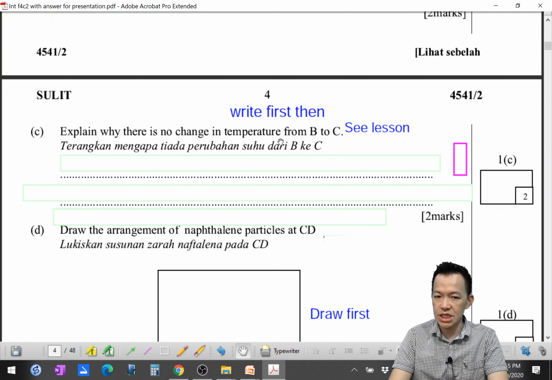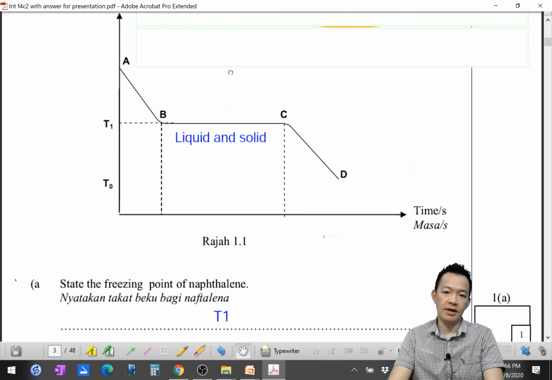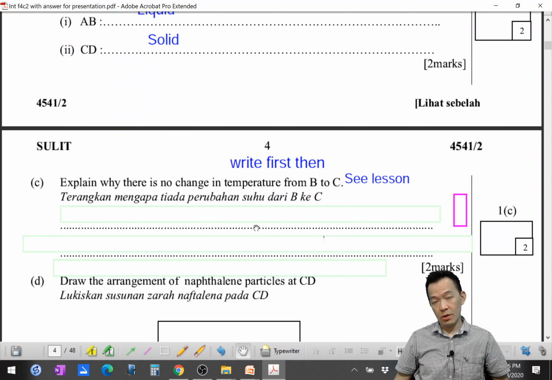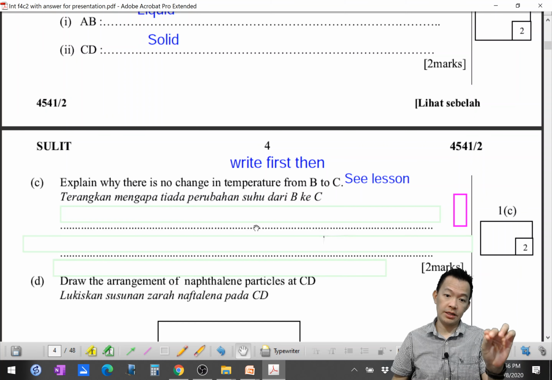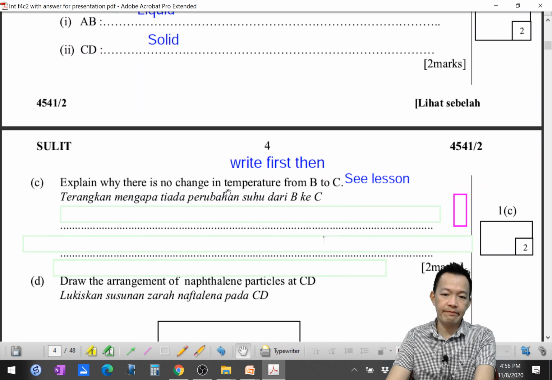Explain why there's no change in the temperature from B to C. Okay, so from B to C, why is the temperature unchanged? 为什么物体在凝固的时候，它的温度是不变的呢？OK, problem 来了，你写，我等你。你一定要先写，等一下我开答案，你错了你改一下。So explain why there's no change in the temperature from B to C.